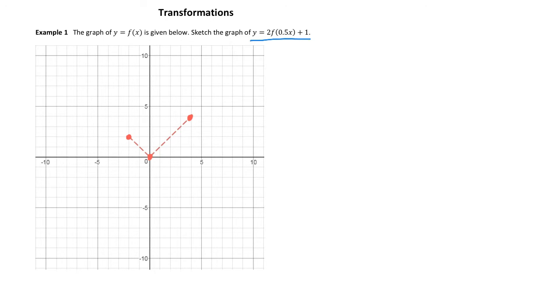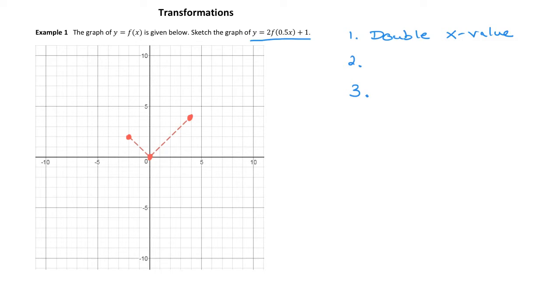So I see there's 3 things happening. And again, I'm moving within the function first, and this is changing the x's. So I see a 0.5x. So this is going to be some type of stretch, and it's the opposite of what I would expect. So I'm not going to take half of the x values. In fact, I'm going to double them. So that's step 1. It's to double the x values.